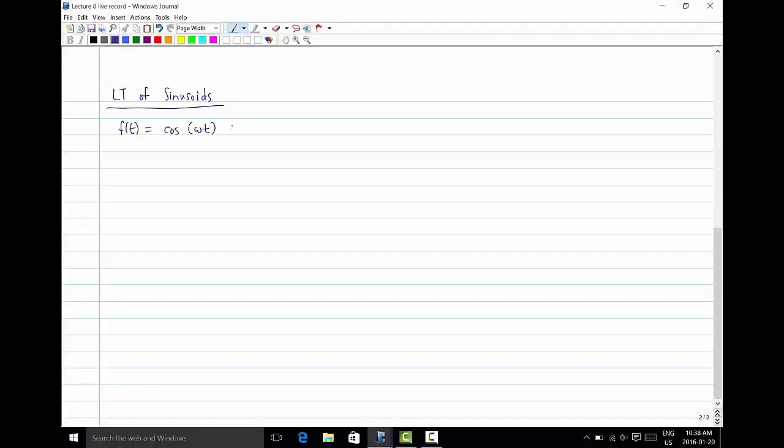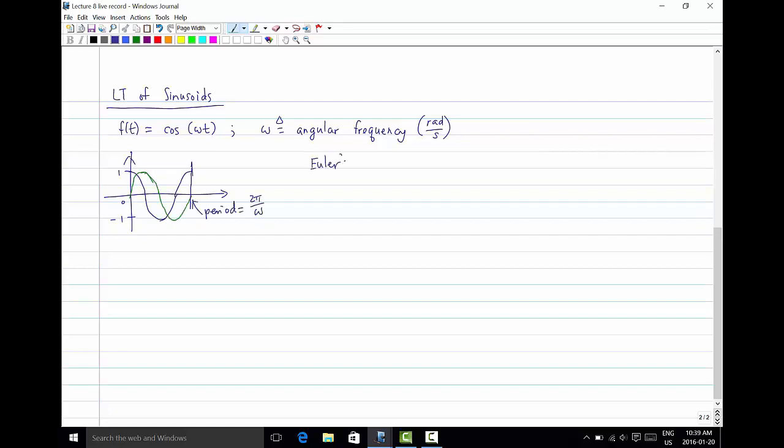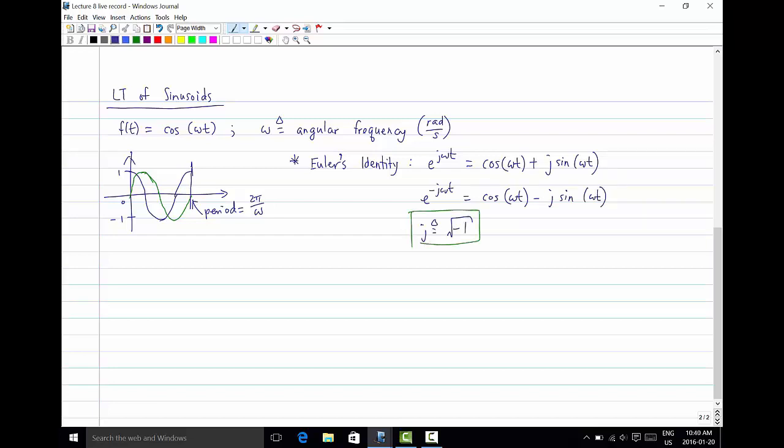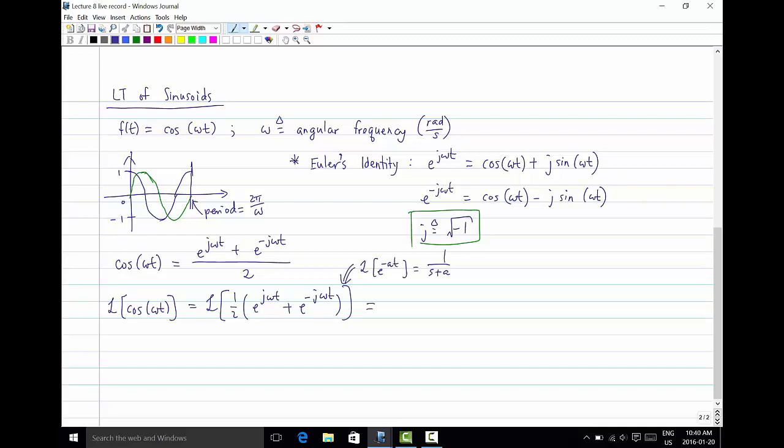To start off, let's look at the Laplace transform of sinusoids. A sinusoid can be either cosine omega t or sine omega t, where omega is the angular frequency in radians per second. The period of these sinusoids is simply 2 pi over omega. We use Euler's identity to quickly evaluate cosine or sine of omega t in terms of the exponential e to the j omega t, where j is simply the square root of negative 1. Since the Laplace transform of an exponential is simply 1 over s plus the constant in front of the exponential, we can easily evaluate the sinusoids using that property.